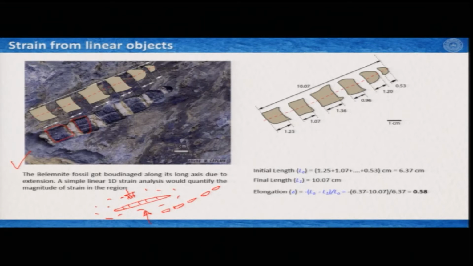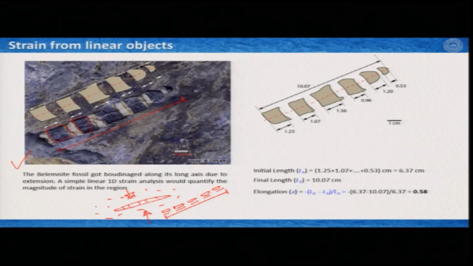So now you can imagine that if I come back to this, if I add all these lengths, that would give me the L0, or the initial length of this belemnite, and if I add from here to here, or from here to here, that would give me the final length, or deformed length. So this is exactly what I tried to do here. I sketched this and plotted it here. So these are the individual lengths. You also need a scale, or you can do some relative measurements as well.